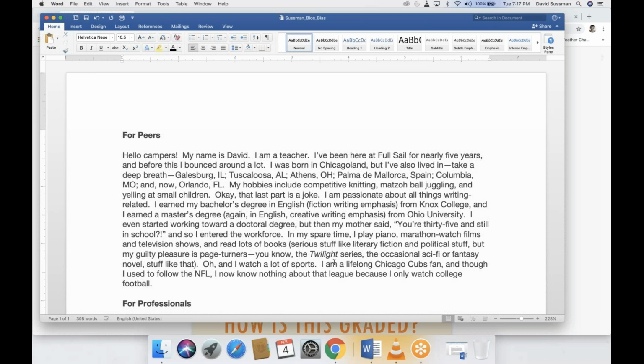But notice, here's the professional version. And what I want you to notice is it covers the exact same information, but it's written for a professional audience. So this time I don't use I. This is probably the number one error I see, that students write both paragraphs in first person. And so the tone is very similar in both.